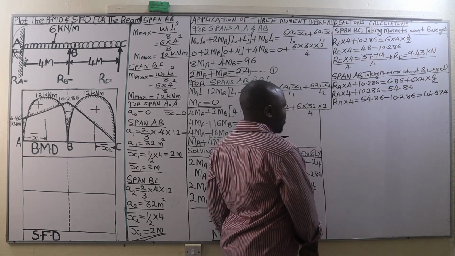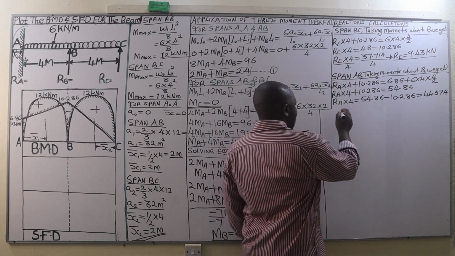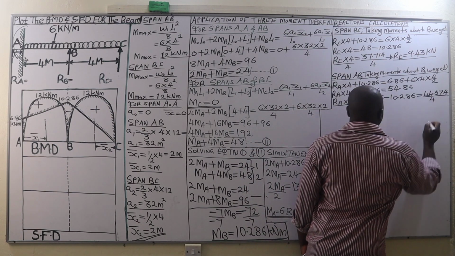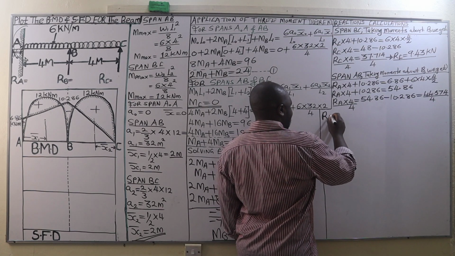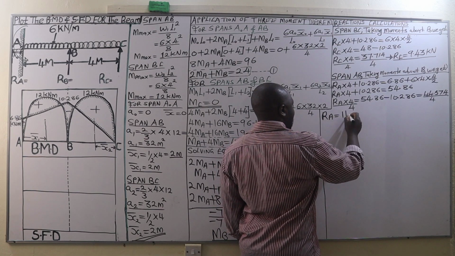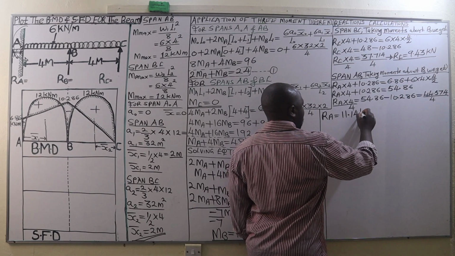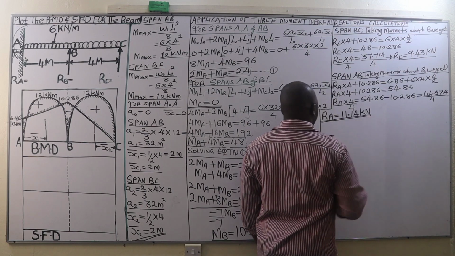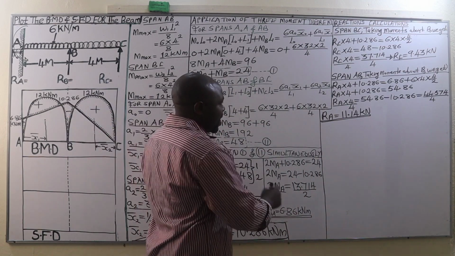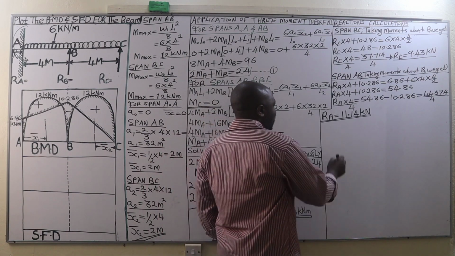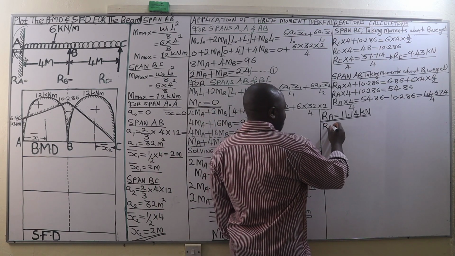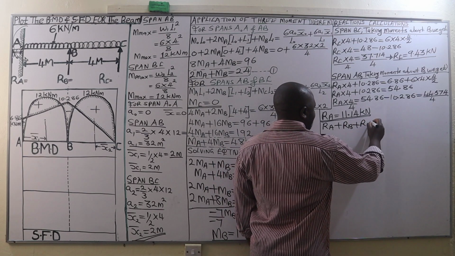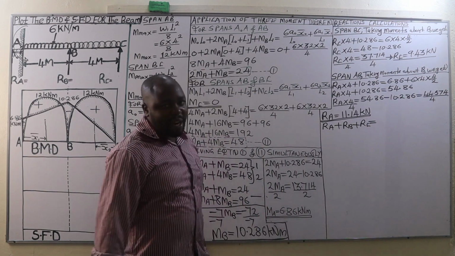44.574. Then to get the value of the reaction at A, we are going to divide both sides by 4. And when we do so, we are going to get a reaction at A being equal to 11.14 kilonewtons. Very good. Then we are remaining with the reaction at B, and in this case we are going to say this: the sum of all the upward acting forces, that is RA plus RB plus RC, must be equal to the sum of all the downward acting forces.